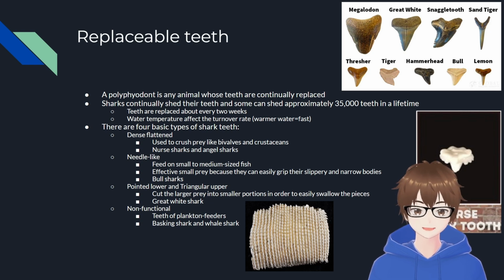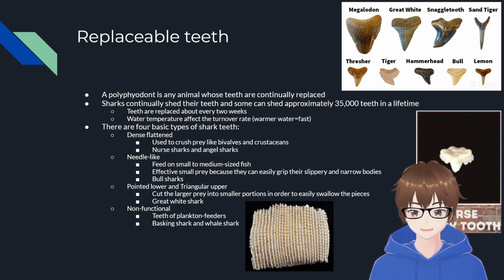So one of the most known things about sharks are their teeth. Sharks are polyphyodonts, which means animals whose teeth are continuously replaced as they live. Sharks continuously shed their teeth, and some can shed approximately 35,000 teeth in their lifetime. Teeth are replaced about every 2 weeks. And water temperature affects the turnover rate of teeth. So if they're in warmer waters, their teeth will come in very quickly, whereas in colder waters, it might take a little bit more time.